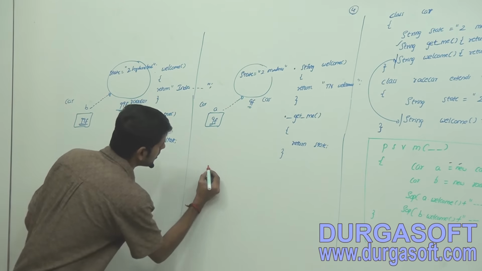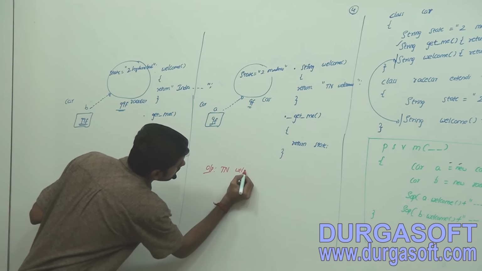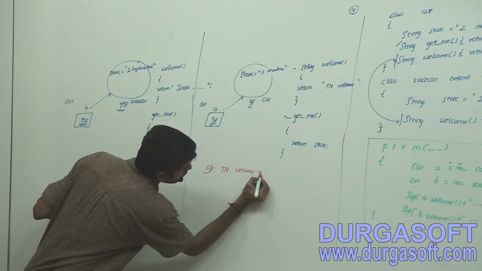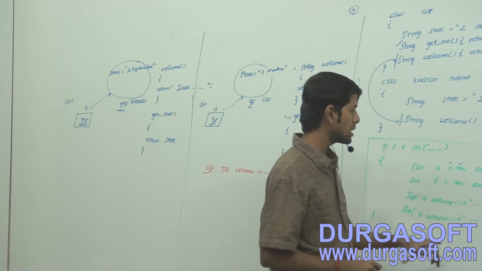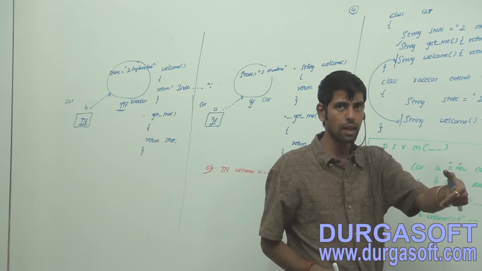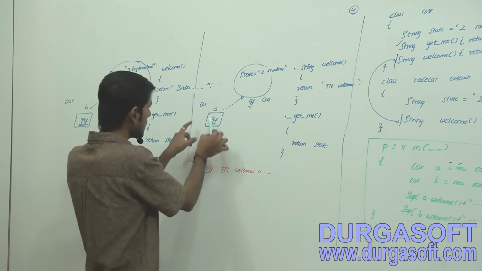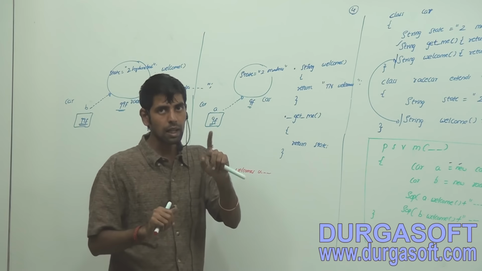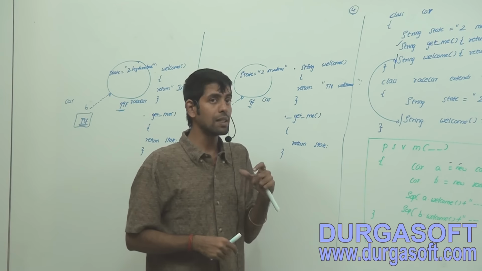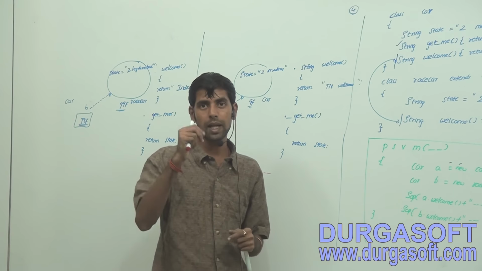TN welcomes you. Okay, what is that? TN welcomes you. Now come to the other one. What is this? A dot get name. What is this? A type? Car. So within this a dot get name, and same thing, compilation. At compilation time also it will check whether that method is available or not. Otherwise you will get a compile-time error.